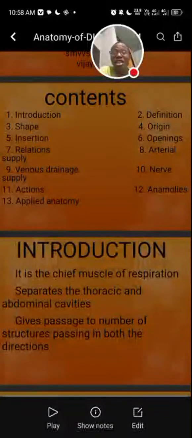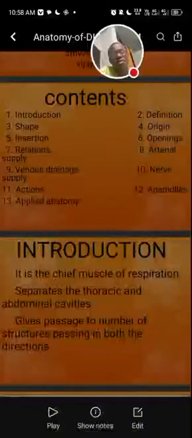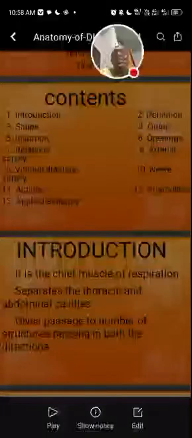There are two nerves, sensory nerves and motor nerve. The motor nerve is the what? The phrenic nerve, C3, C4, C5. Okay, and then the motor nerve divided into two.